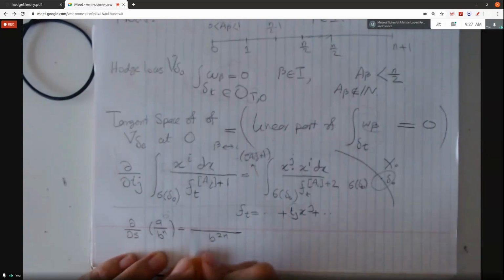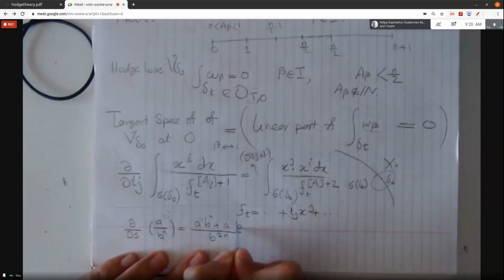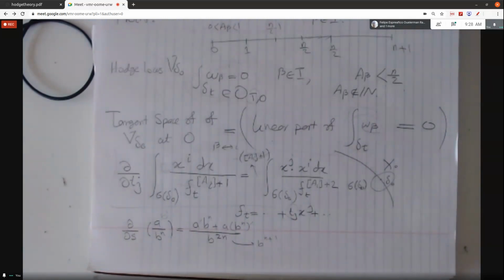Right? B to the n, and then a prime bn plus a bn prime, and then there will be bn minus 1 coming here, and then here there will be bn plus 1. So this is just calculus in a more sophisticated way. Okay, I see.